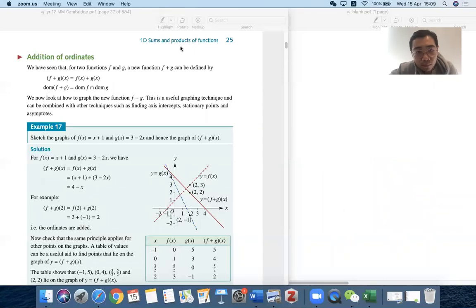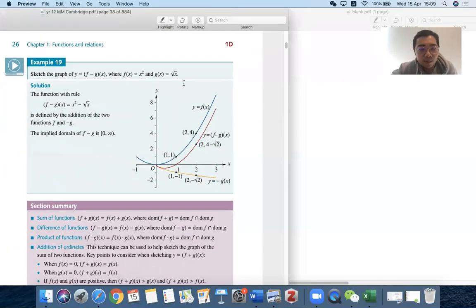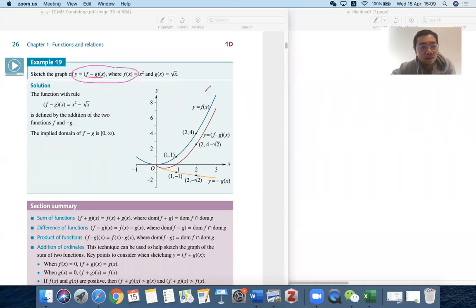Okay, let's keep going. And for this example, it's a bit tricky. We just didn't cover F minus G, but here's the case. What I'm saying is F minus G, we can treat as F plus minus G, right? So it's still under the addition rule. But in this case, instead of adding the Y values, now we do the subtracting, okay?